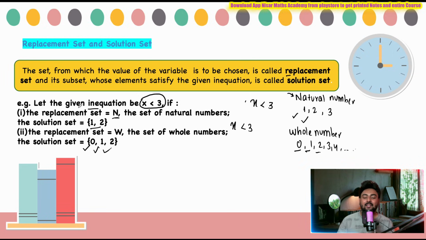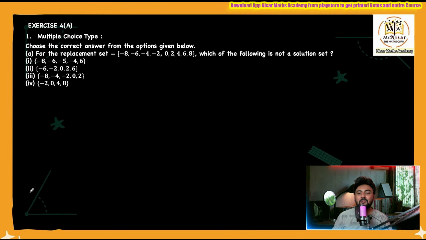Let's go ahead. So we have the first question of exercise 4A on the screen. The first question is a multiple choice question. So choose the correct answer from the options given below. For a replacement set, the replacement set is given to us. It means these values we have to take for x: -8, -6, -4, -2, 0, 2, 4, 6, 8. Which of the following is not? Just highlight this word, it's not. Okay, let me change the color. So you can see here, not. Which is not a solution set? It means the answer should not satisfy the given replacement set.